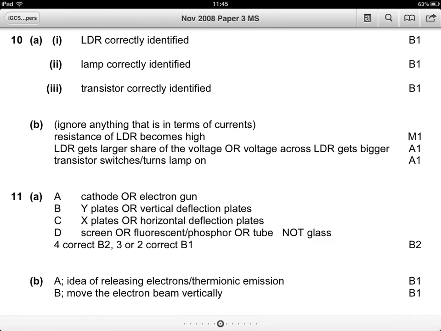Mark scheme for you. You can see LDR correctly identified, that's that bit. Lamp correctly identified and transistor, as we did. And then here are the 3 marks. The resistance of the light-dependent resistor becomes high. That's as it gets dark. It gets a larger share of the voltage. The transistor turns on. So what I've given you is a much more detailed explanation, but it's important to understand how this works, and that means that you can apply it to different situations. You can see at the top there, this is from November 2008, Paper 3.